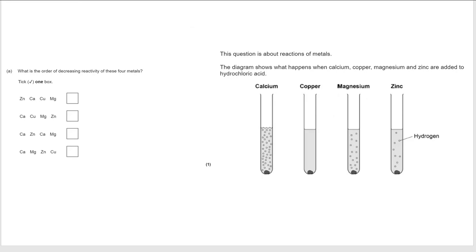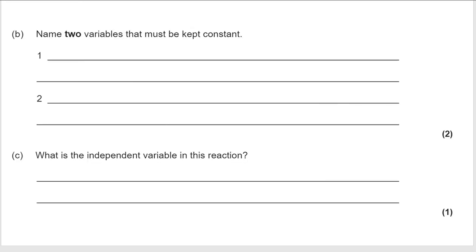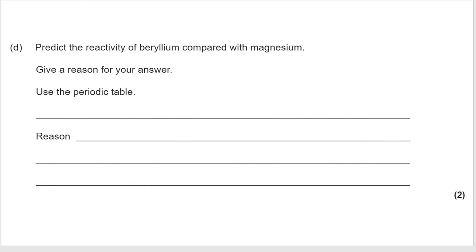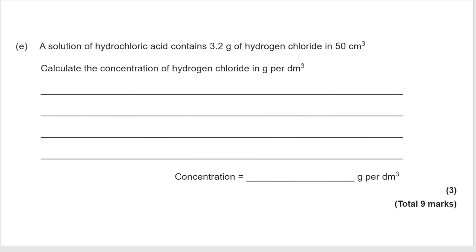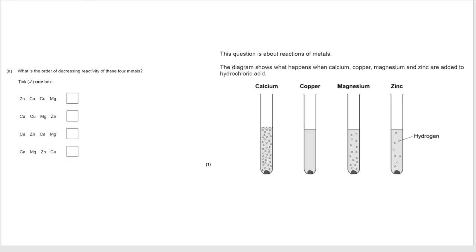Here is part A, parts B and C, part D, and finally part E. In total, a 9-mark question. So let's look at part A. We have got a multiple choice order of decreasing activity of the 4 metals provided. And we've got a diagram to help us to do this.